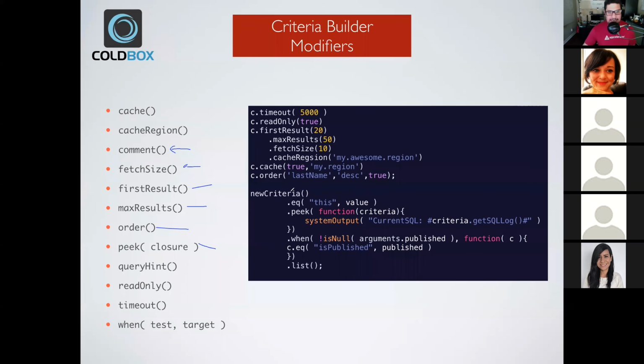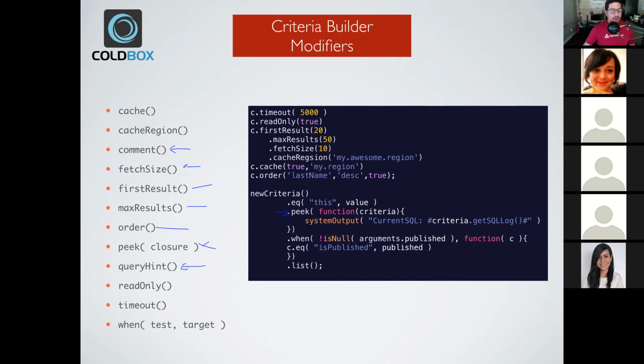You can actually peek into the criteria as it's being created. It's great for debugging purposes. So in here, I can say new criteria, add this restriction right here, but then I want to peek into the criteria and actually get the SQL at that state. Then I can do a when, I can do another equals, and then I could do another peek. So I could actually start peeking into the way that the criteria actually start composing the SQL for you. So peek is a great debugging tool.